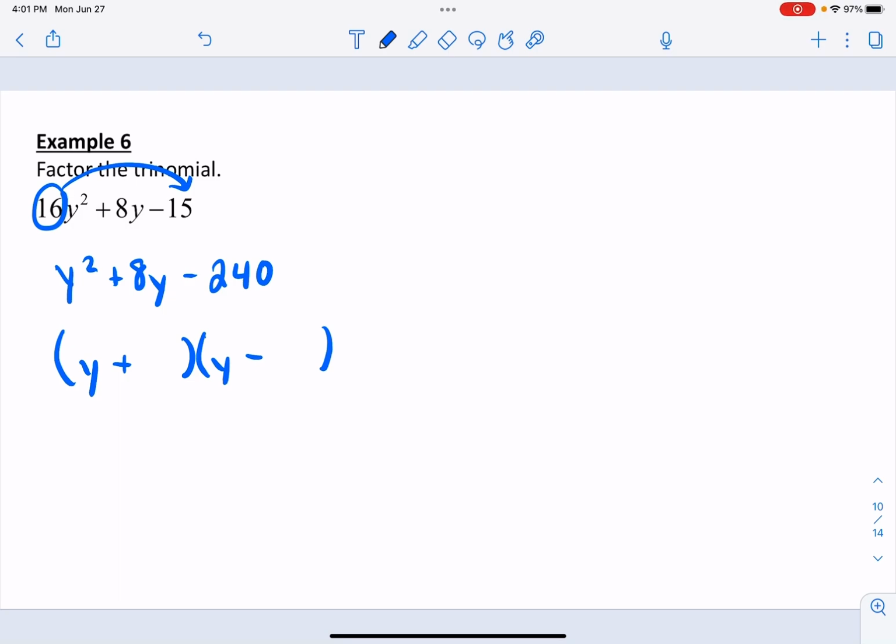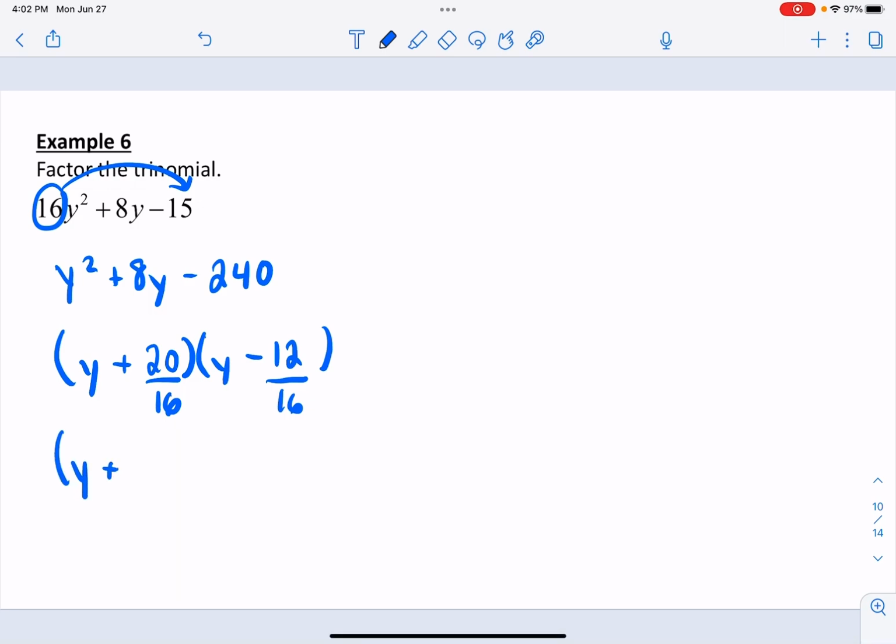Okay, so I paused my video and I went through and I just started trying different factors in my calculator. And the ones that I came up with are 20 and 12, because 20 times 12 is 240. 20 has to be the bigger one since 8 is positive. Now I go through and remember to divide.